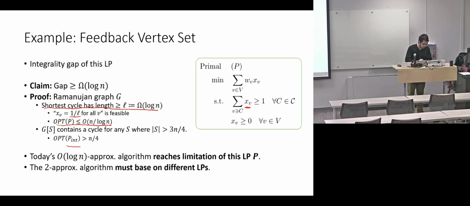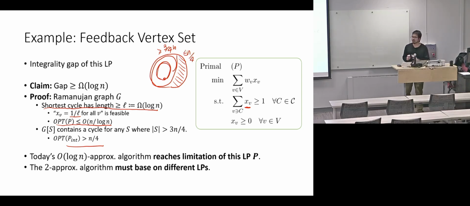However, you can also show that in this graph, the integral solution must be at least n over 4, because for any set of size 3/4 n, there must exist some cycle inside. So if you remove fewer than n over 4, then you don't remove all the cycles. Anyway, there exists some graph that exhibits the gap.